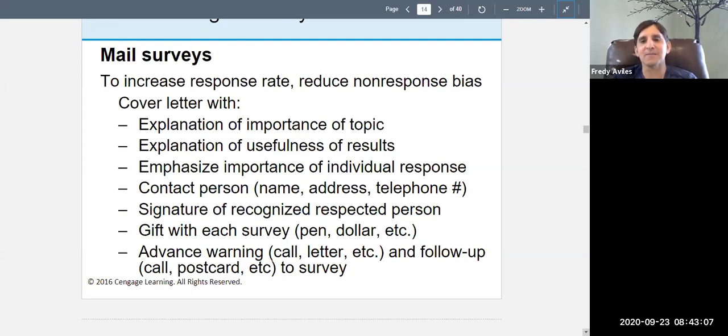They hope that will make it more likely that you're going to respond. But it still will not work for a lot of people. Don't expect your response rate to be very high. You're going to improve it, but it won't be very high still.